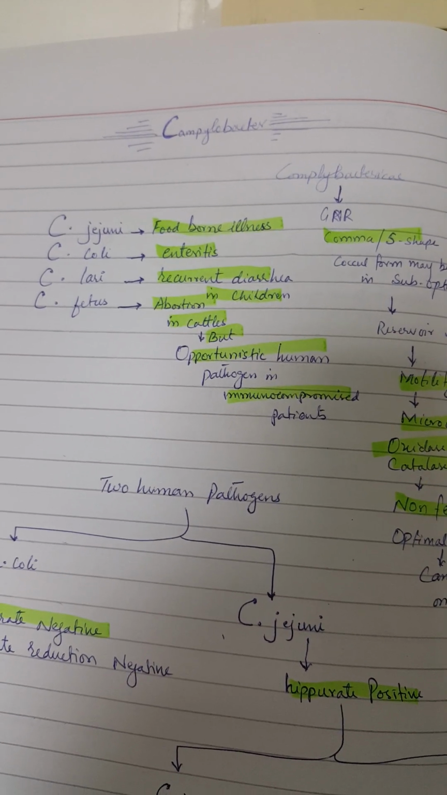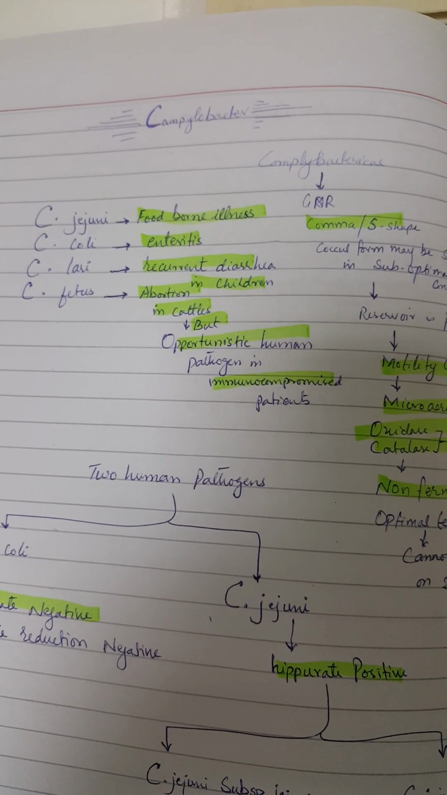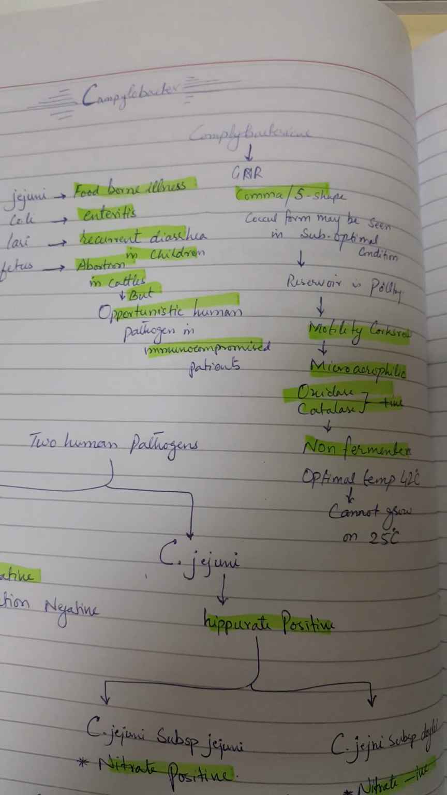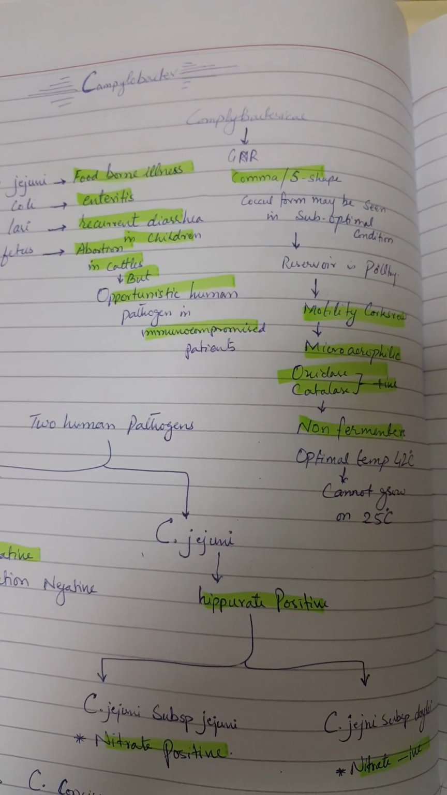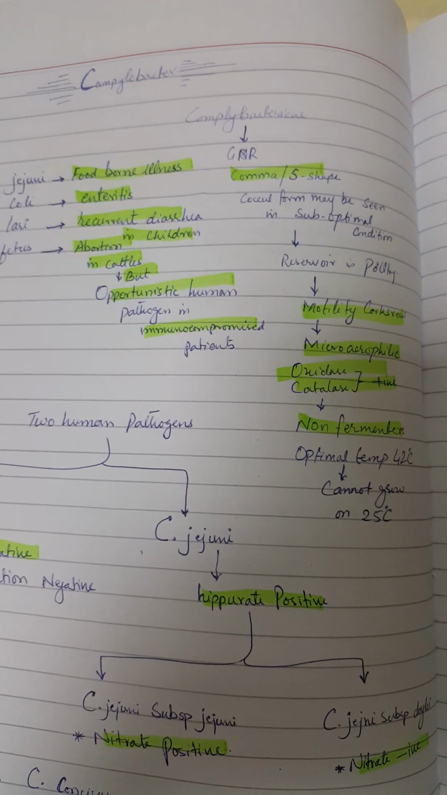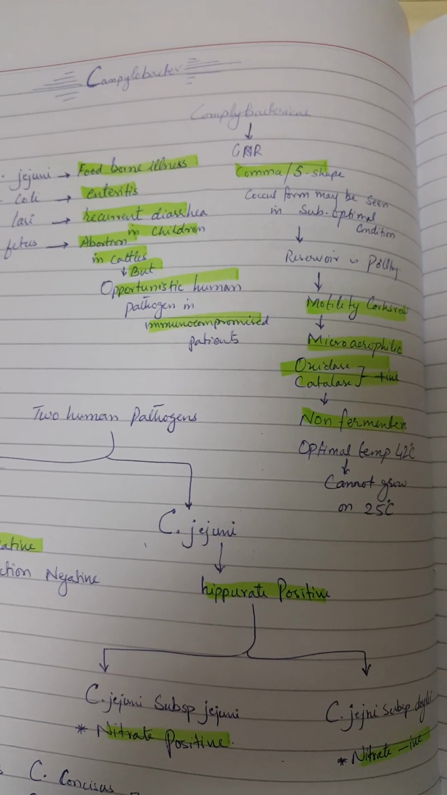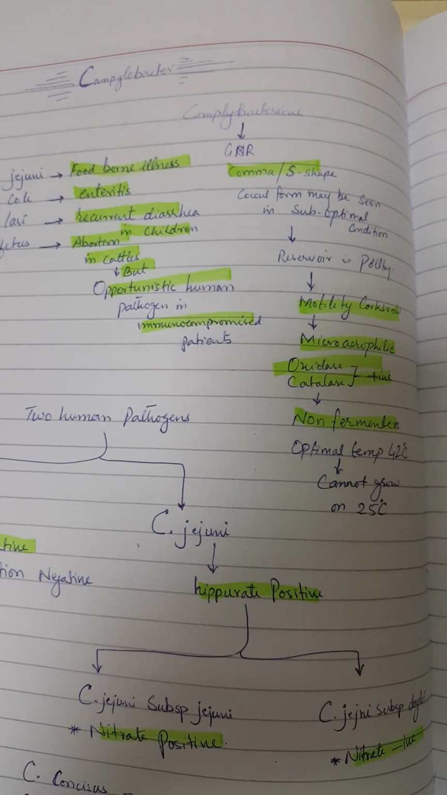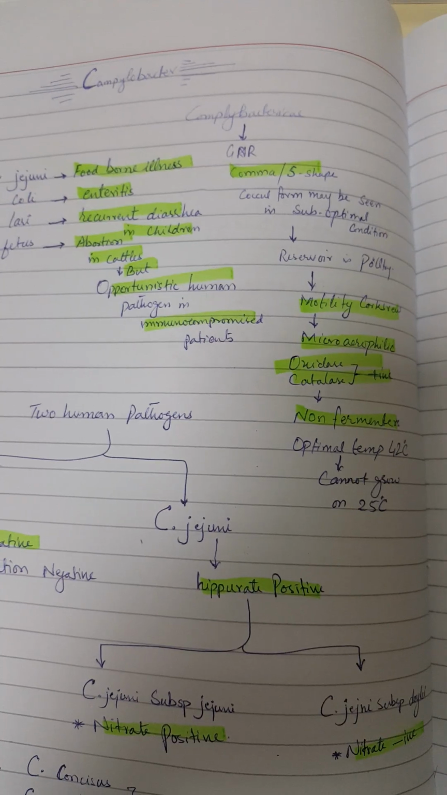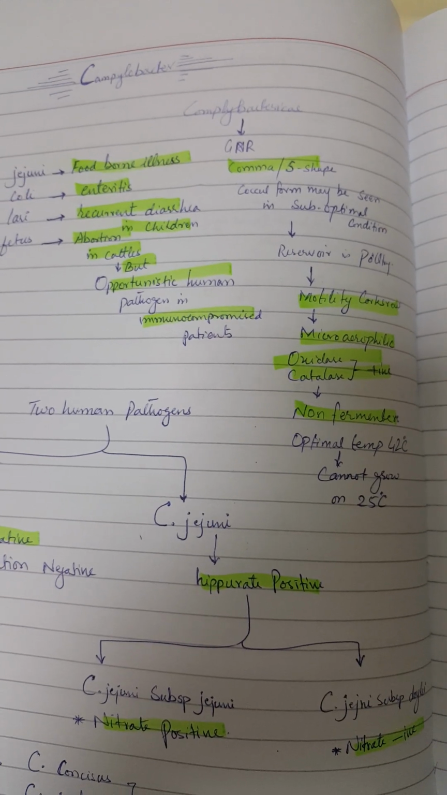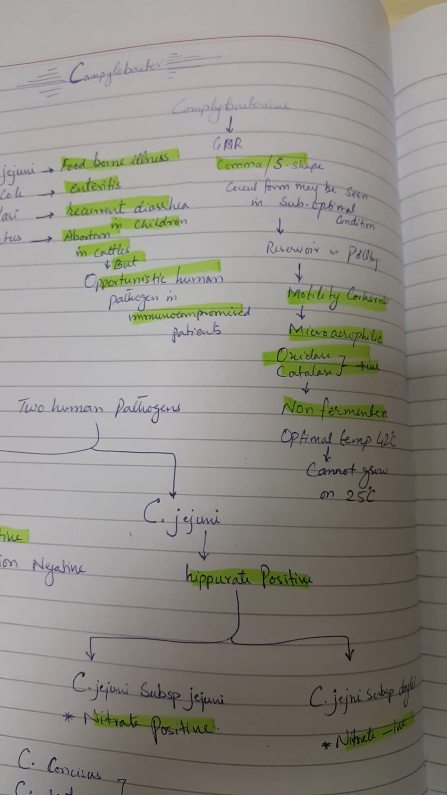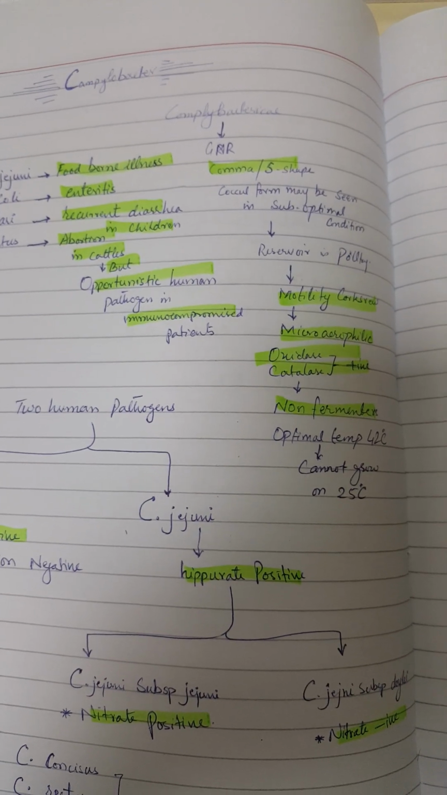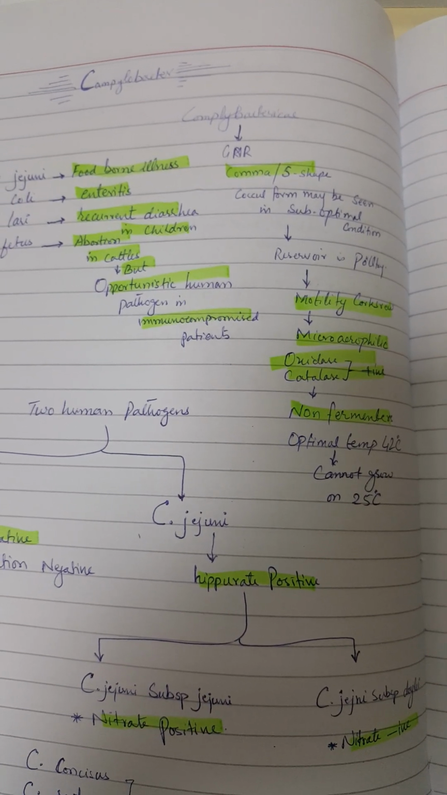Campylobacter species is a gram-negative rod, and it is a comma-shaped and S-shaped organism, and the coccal form may be seen in suboptimal conditions. Its reservoir is poultry. Motility is corkscrew, microaerophilic, oxidase and catalase positive, non-fermenter. Optimum temperature is 42 degrees centigrade, and it cannot grow at 25 degrees centigrade.